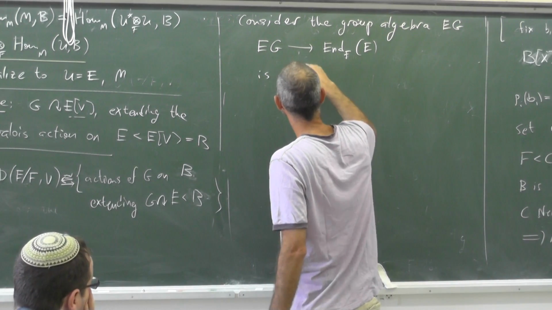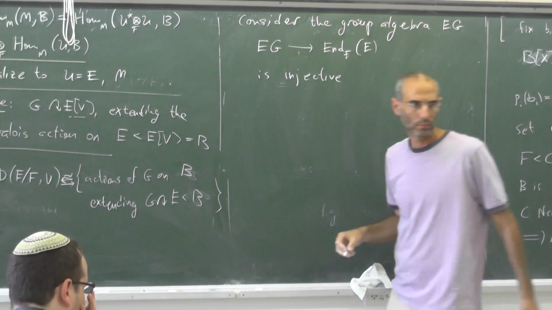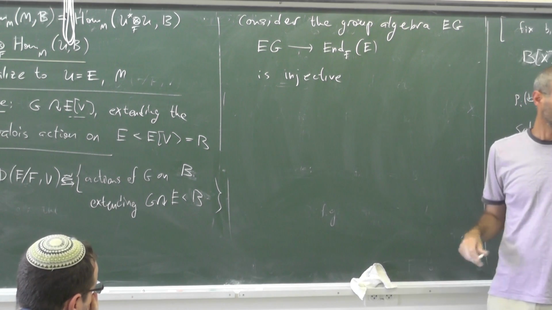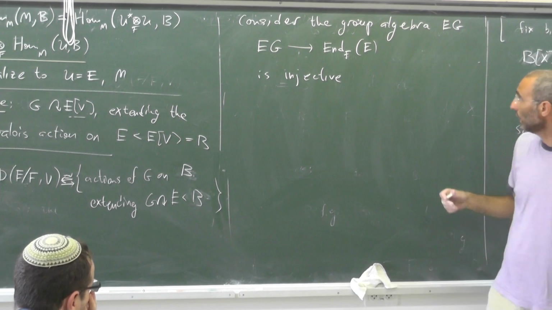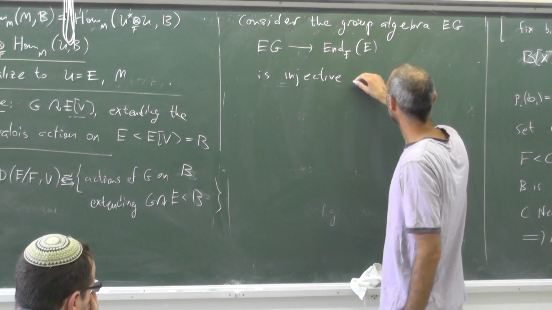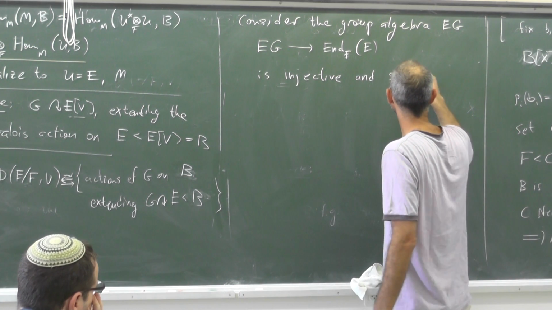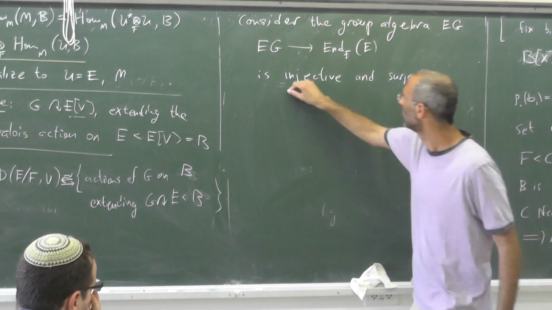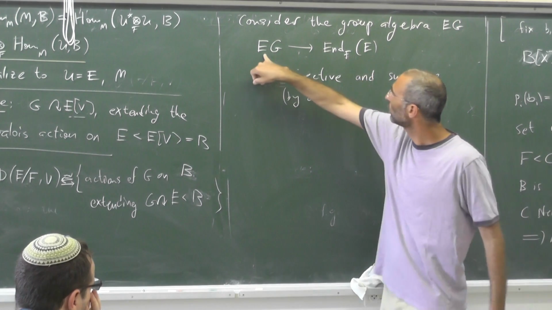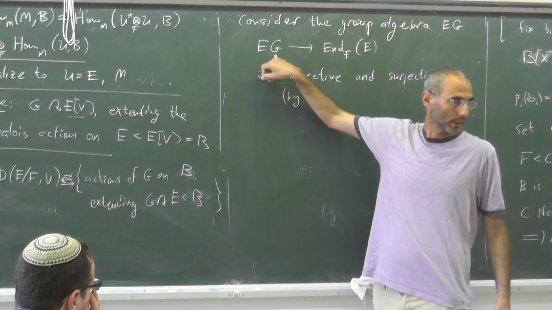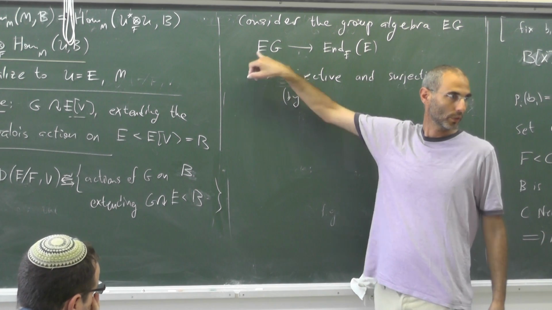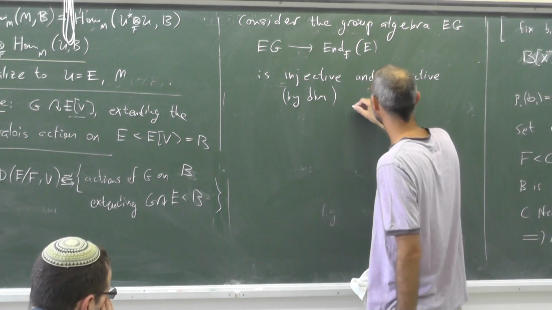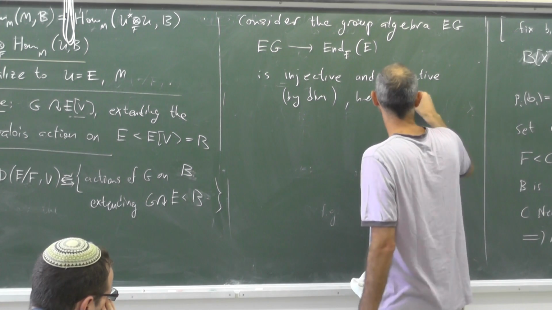Why is it injective? This is independence of characters. This is a classical thing. Galois elements are independent over E. And it is also surjective. Why? Same dimension. This is by dimension. The dimension of E over F is some number n, and the Galois group has the same number n of elements. So this is n squared, and of course this is n squared. By dimension, hence an isomorphism.